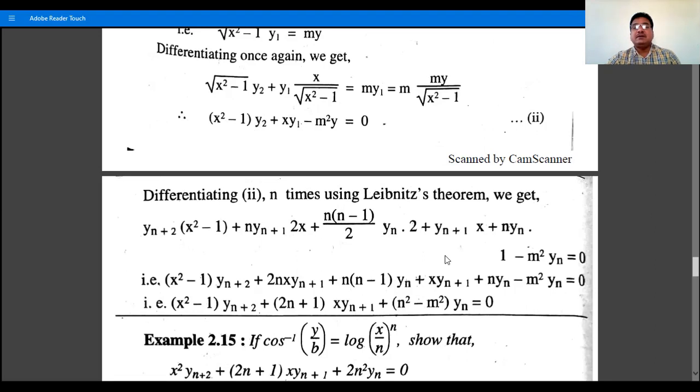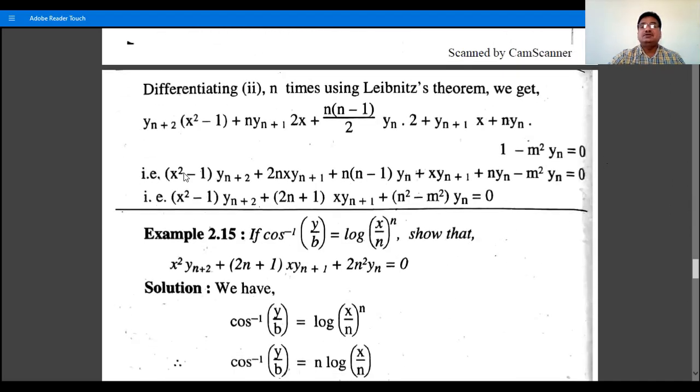Then for x y1, those terms are y_(n+1) x plus n y_n, by Leibniz theorem. The nth derivative of x y1: y_(n+1) x plus n y_n, so this term is correct. Then minus m square y_n, the nth derivative of y, is equal to 0.